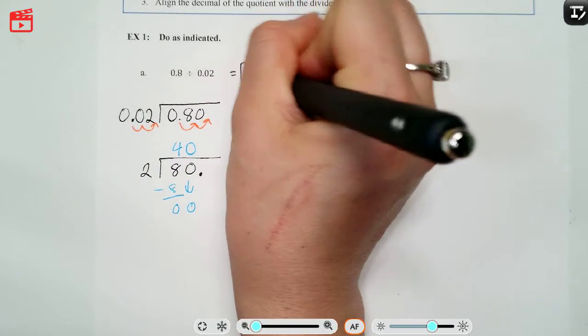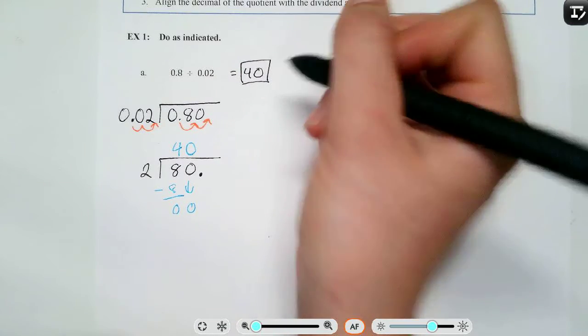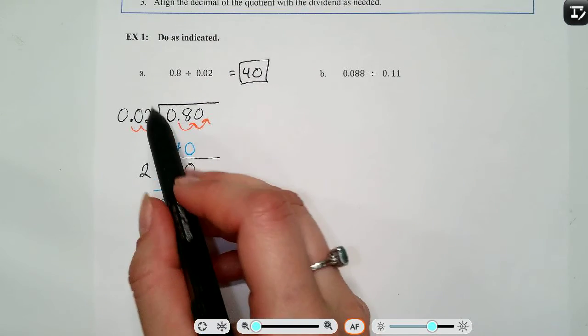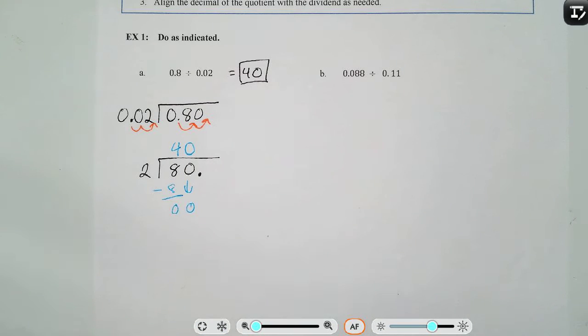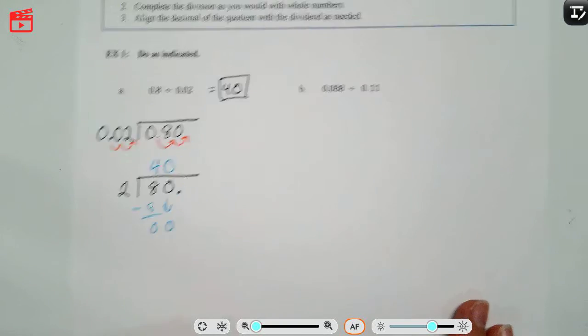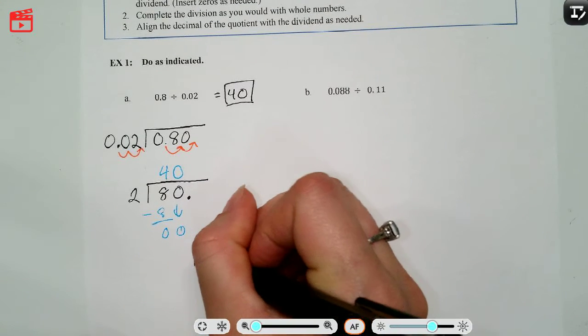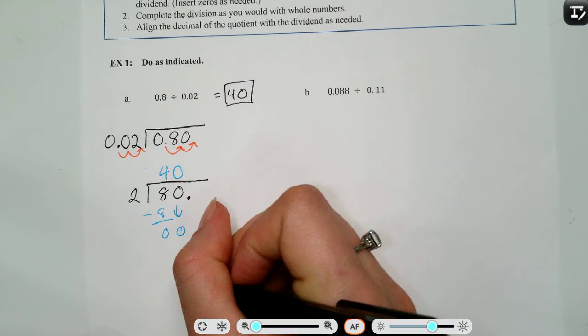Okay, so the main trick here was just to make it look like something we recognize. Okay, so we wanted to get rid of that decimal and to make it look like numbers we recognize, which are whole numbers, because we know how to work with whole numbers a little easier than we know how to work with decimals. Okay, so make into whole numbers.